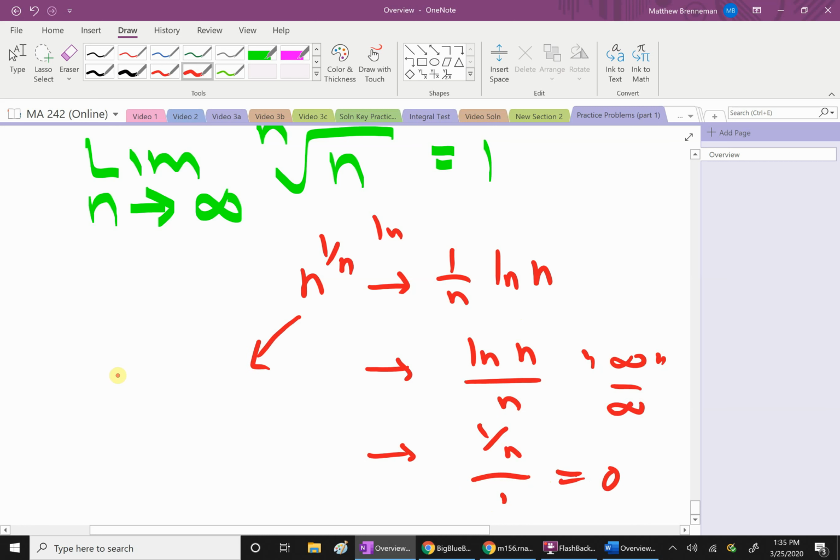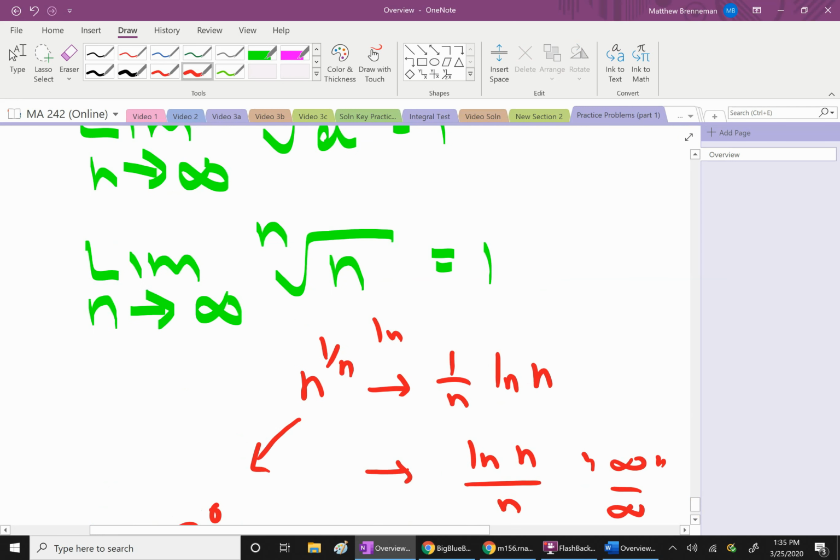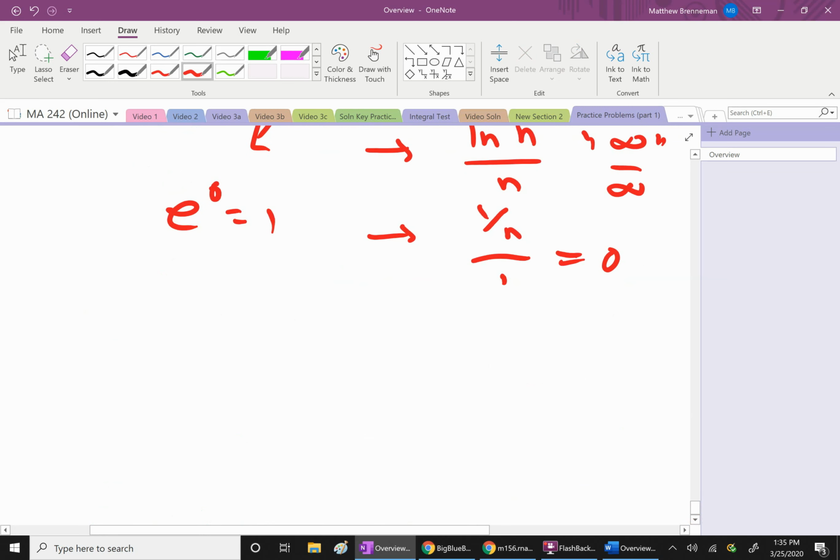So my original limit becomes e to the 0, which is 1. So that's L'Hopital's. That convinces you that this isn't a figment of my crazed imagination, all right? If you use that fact, you can use the root test. I'll show you very quickly.